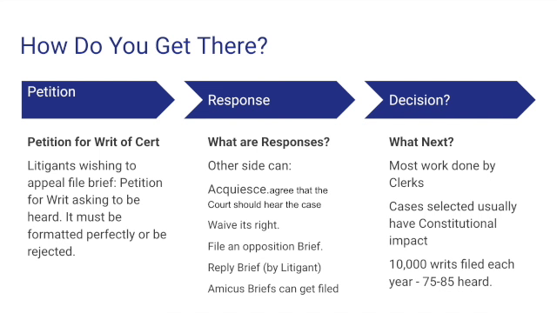So how do you get there? You think that you've been wronged in a federal court. You file what is called a petition for a writ of certiorari. So if you're a litigant and you wish to file an appeal brief, then you write that out and you ask to be heard.